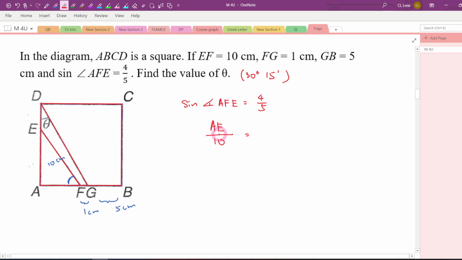Also, it means that this is actually equal to this, right? So you can take 10, bring over here, become 4 over 5 times 10. Or you can think this way, 5 times 2, here will be times 2 as well. AE is equal to 8 centimeter. Write down 8 centimeter.